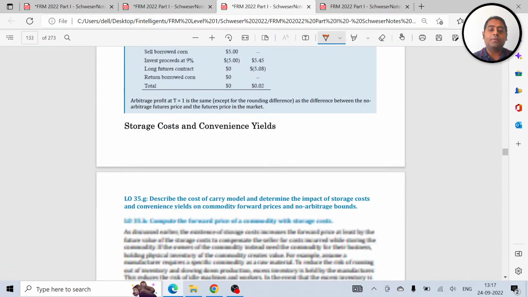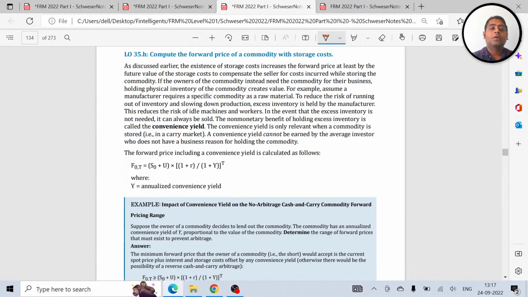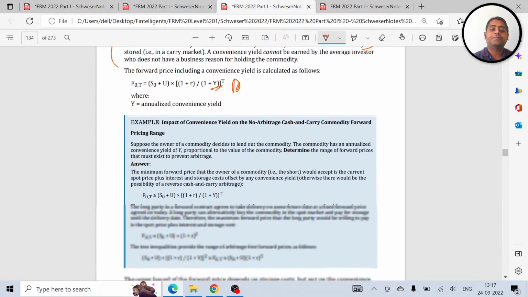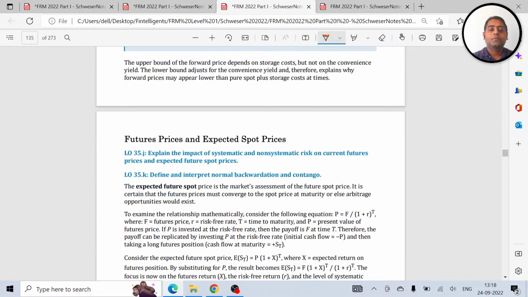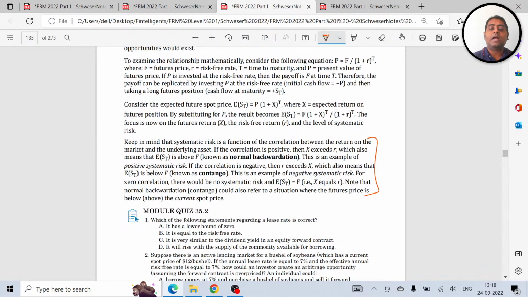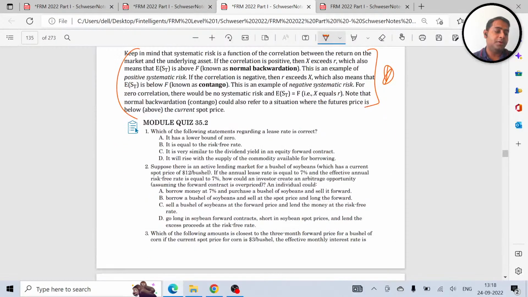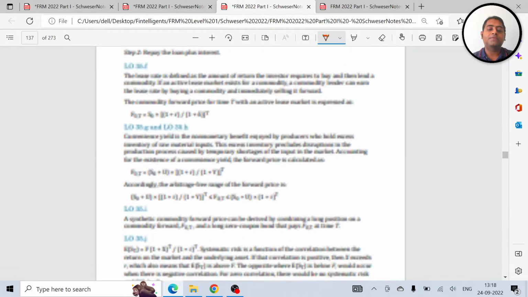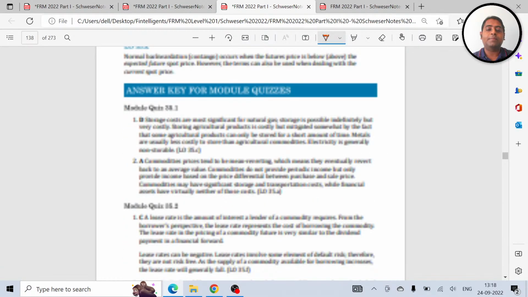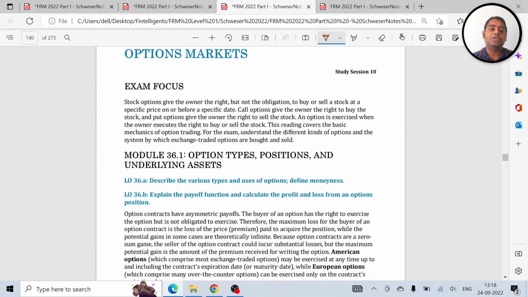Convenience yield is important. What is convenience yield? Okay, the formula, this is important. Expected spot price, yes. Backwardation and contango is important. Again, this entire chapter more or less seems to be important, so don't skip anything over here. Let's move on. We have done commodity forwards and futures. We are going to move towards the next chapter, which is going to be options market.